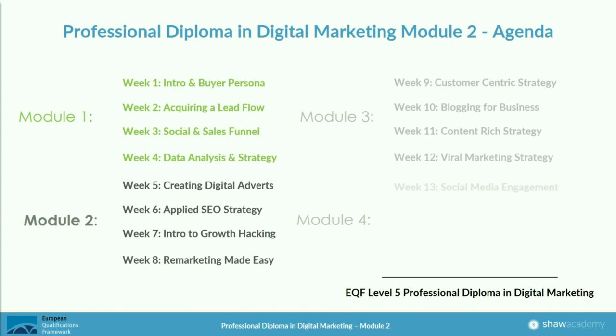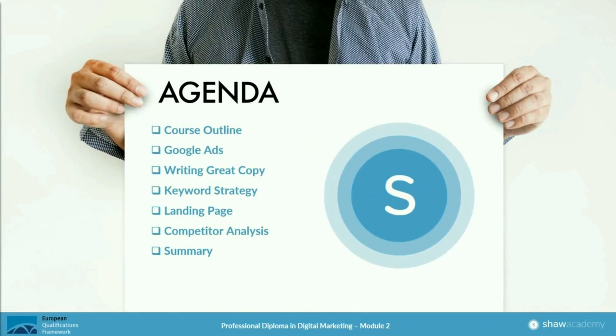And then, of course, when we get onto Module 3, we'll work through those and through Module 4 as well. And at the end of the day, you will have that EQF Level 5 professional diploma in digital marketing. So you're doing very well so far. To bring you up to speed with what we're going to be talking about today, first things first, I just gave you that course outline.